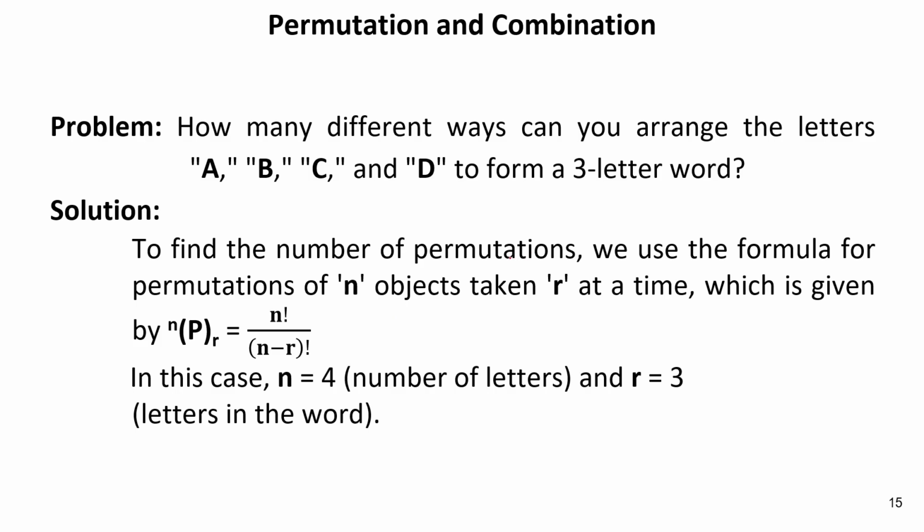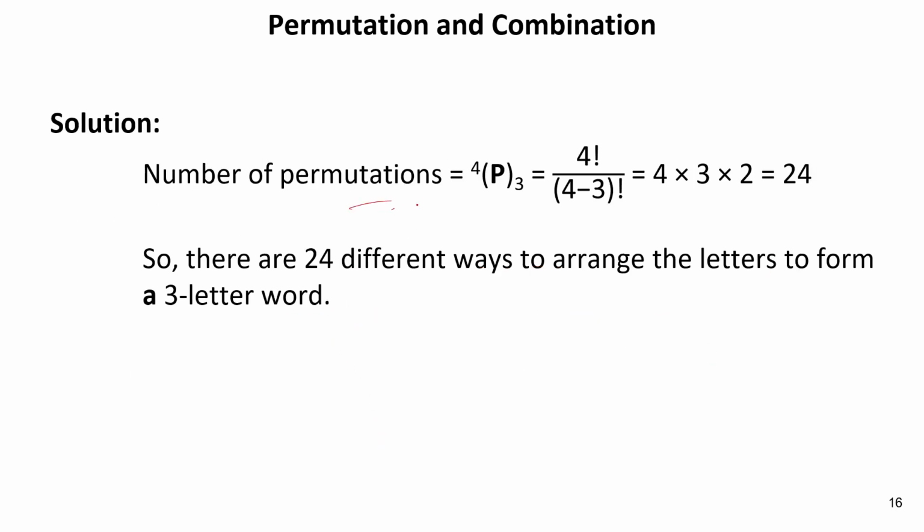So to find the number of permutations, we use the formula for permutation, that is n objects taken r at a time, which is given by nPr, that is n factorial by n minus r factorial. In this case, n is equal to what? 4 and r is equal to 3. Okay. So the number of permutations will be 4P3. That is 4 factorial by 4 minus 3 factorial, which is equal to 4 into 3 into 2, which is actually 24. Okay. So there are 24 ways. Okay. 24 different ways to arrange the letters to form a 3-letter word.